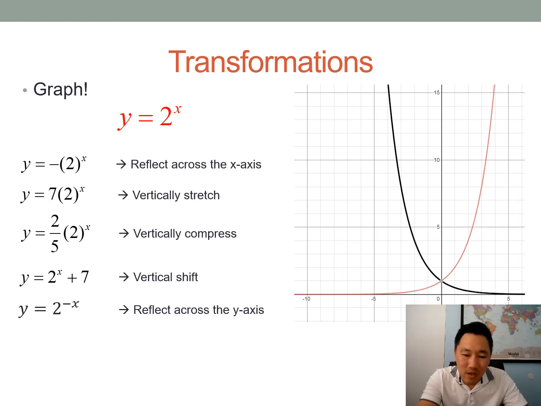So I want you guys to know the difference. Negative in the very front is reflection across the x-axis. The negative in the exponent is a reflection across the y-axis. So know the difference, please.